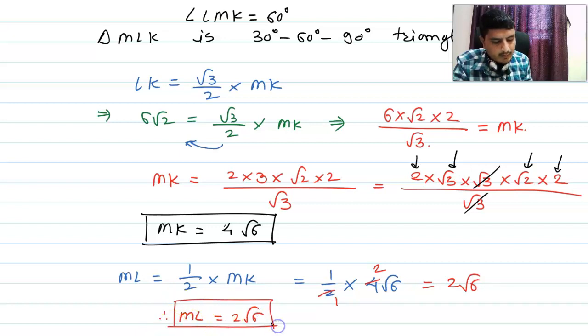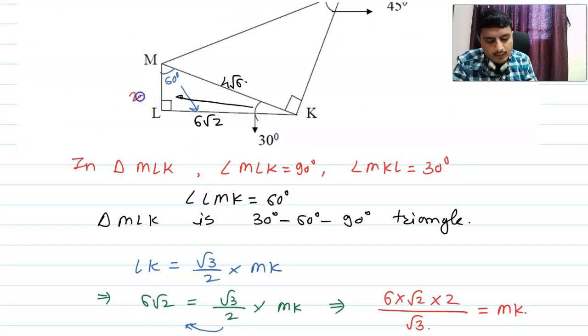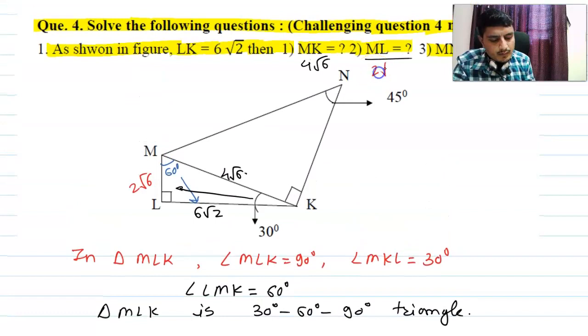So look at the figure again. We have the value of ML equal to 2 times root 6. So we have the value of ML now. Try to evaluate MN. For evaluating MN, look at MN. MN is a side of triangle MKN.